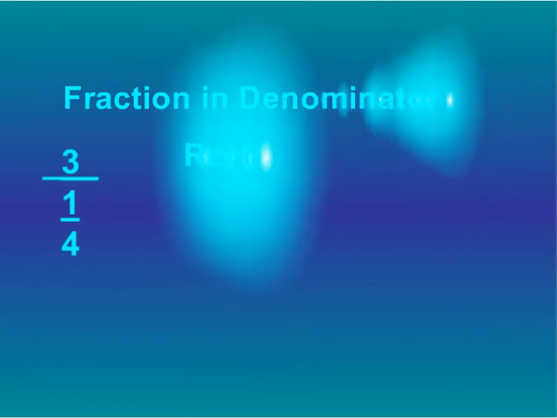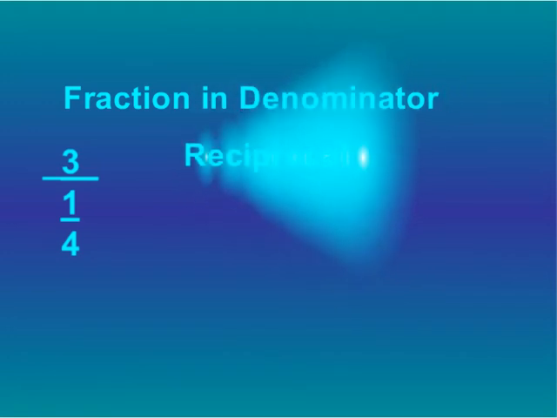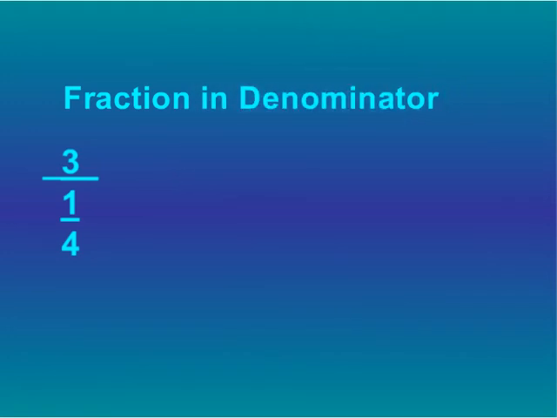They're much more likely to give you a fraction in the denominator. In this case, 3 divided by 1/4. Remember, when you have a fraction in the denominator, what you do is multiply the numerator by the reciprocal of the denominator. The reciprocal is what you would multiply that number by to get 1. In this case, the reciprocal of 1 over 4 would be 4 over 1. So we're multiplying 3 times 4 over 1, 12.